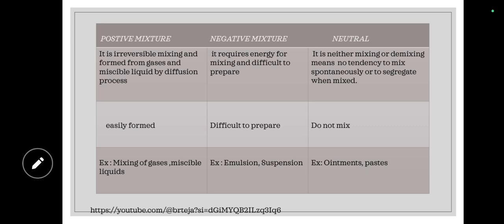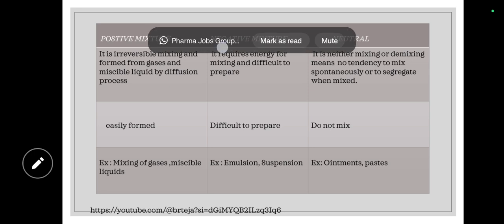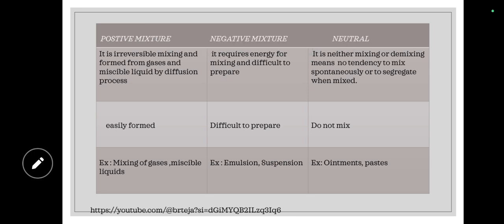Next one, neutral. Neutral means an equal state. It is neither mixing nor demixing, meaning no tendency to mix spontaneously or to segregate when mixed. Neutral mixers do not mix further. Examples are ointments and pastes.